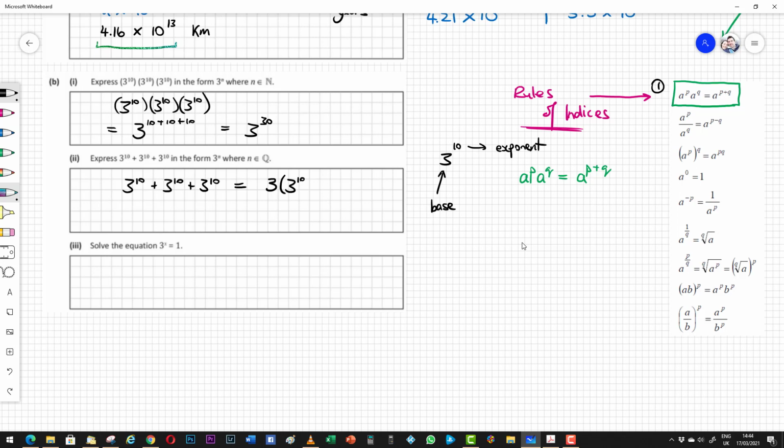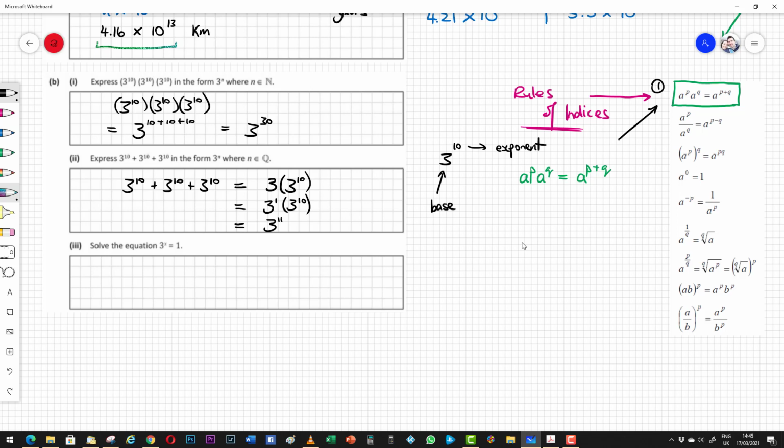And then people might see, well, if you have 3 to the power of 10 multiplied by 3, well, 3 at the front is the same as 3 to the power of 1 times 3 to the power of 10. And now we can apply this same rule number 1 up here, which says that if you have the same base number, you add the powers. So if we add 1 and 10, we get 3 to the power of 11.